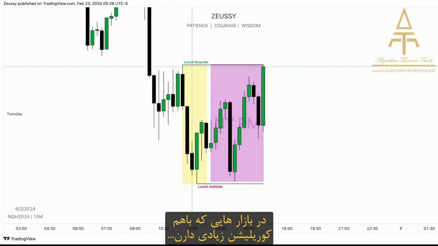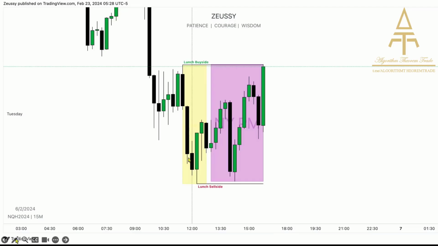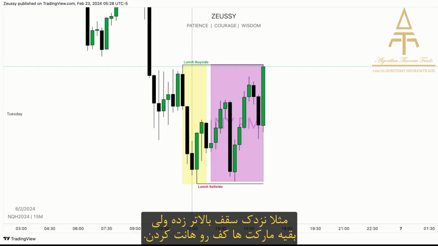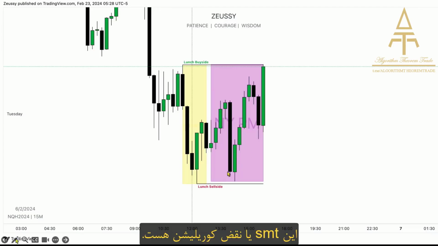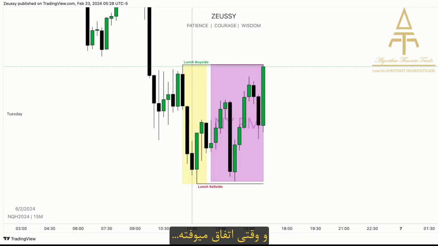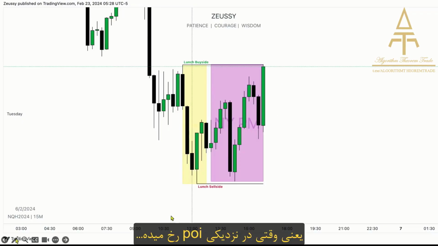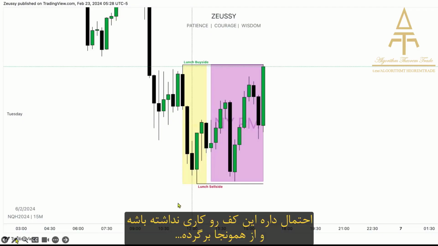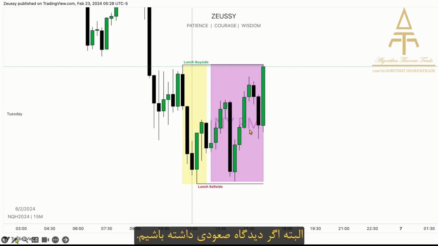A highly correlated market to the Nasdaq took out the launch low, whilst Nasdaq created a higher low, so that signals SMT, or cracking correlation between those highly correlated markets. And when it occurs near a point of interest, so in this case near the launch low, we can anticipate that they will leave that launch low intact before reverting higher if we are anticipating higher prices for the session.